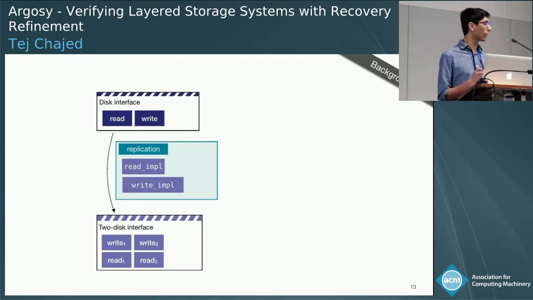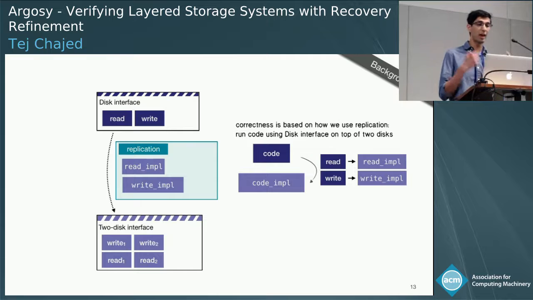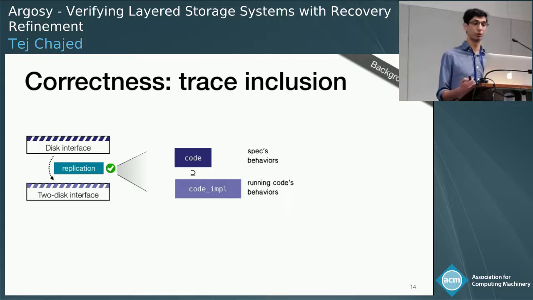And the way we're going to define correctness for replication is in terms of an arbitrary piece of code using the disk interface. An arbitrary piece of code using the disk interface will form the specification of the replication system, and then we'll specify what happens when you actually run the code, where we actually run the replication system's implementations on top of two disks. That specification is a classic idea of trace inclusion. The specification's behaviors should cover all of the running code behaviors. That is, after substituting the replication system's implementations.